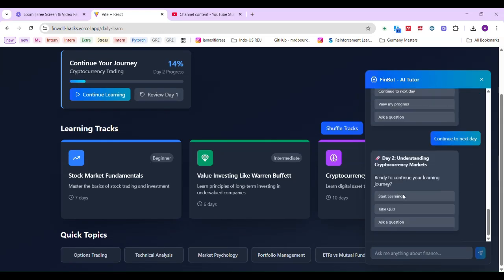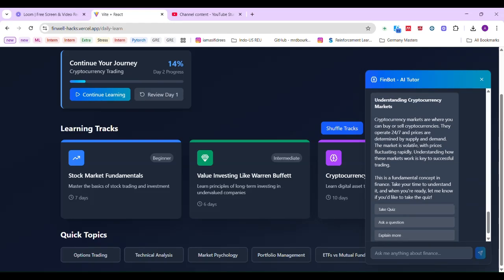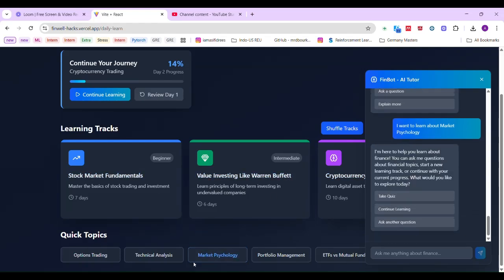I can learn the day 2 concept right now, or sign in the next day and learn the next concept again. We can try different tracks and learn different topics. We can try different topics from below and learn each topic differently.